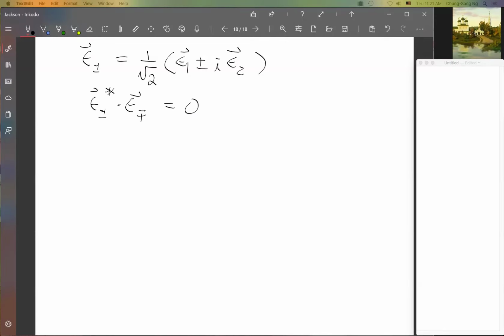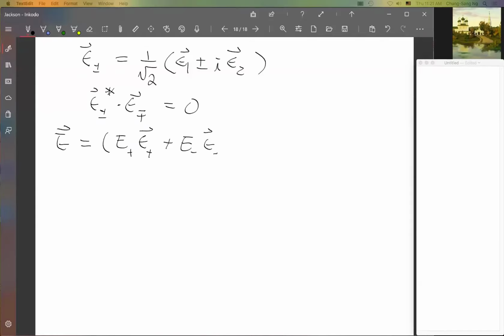Okay, now we come to the situation of elliptic polarization. This is the most complicated situation, so I don't think I can totally finish it, but let's just start the discussion. So you have epsilon plus amplitude along the plus circular polarization, what we call left polarization, and then epsilon minus for the right polarization.